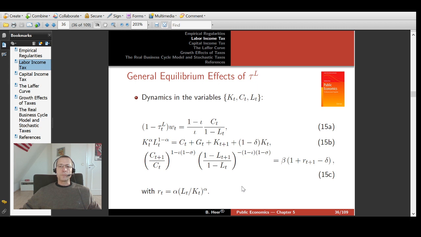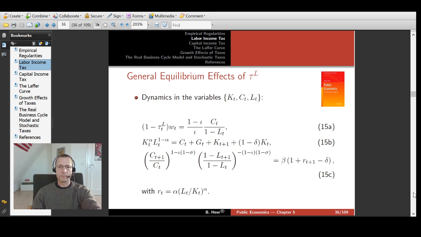Equation 15a, the optimal labor supply, is a static equation, so it only contains the variables C t and L t, and when we substitute the wage rate W t by the marginal product, then we also only have an equation in the variables C t, L t, and K t again. So one static equation, two dynamic equations, and for the two dynamic equations we have an initial condition and a terminal condition, and the question is how we solve it. This is described in Appendix 4.2 in my book Public Economics. We use the method of reverse shooting.